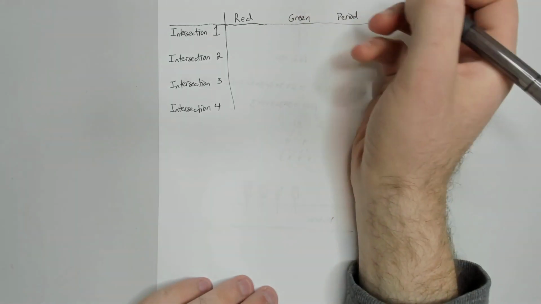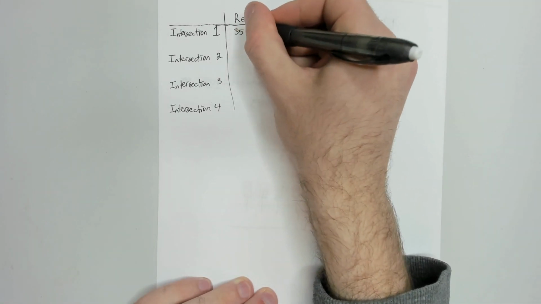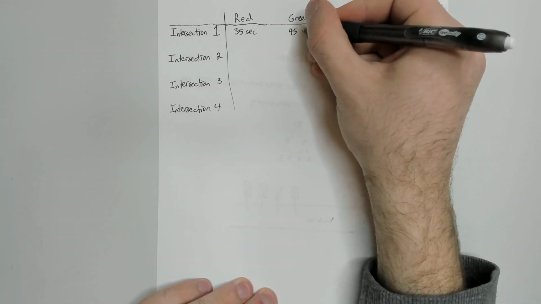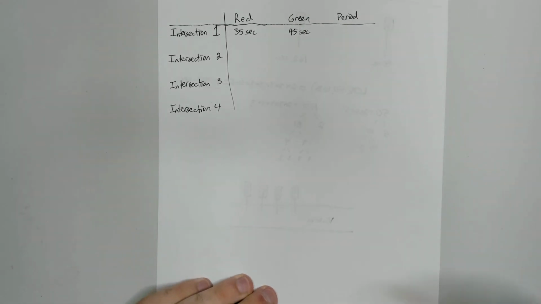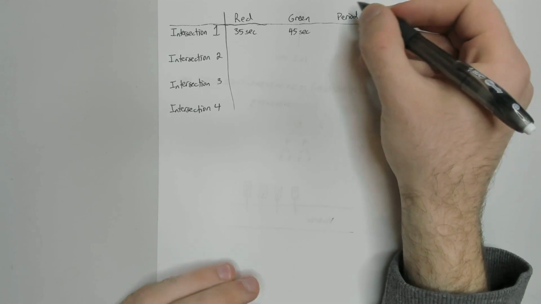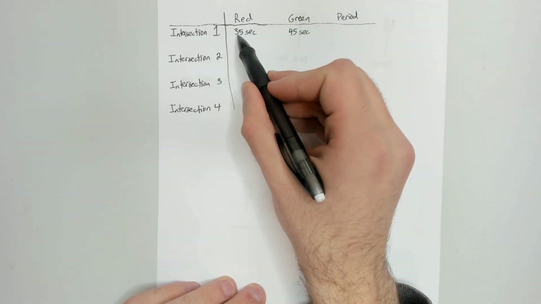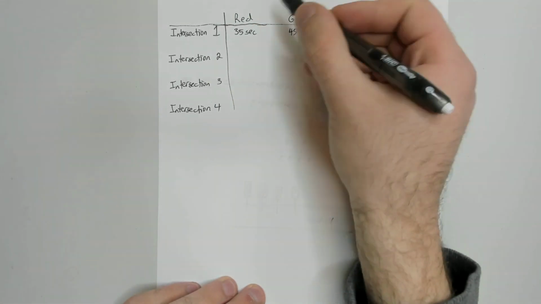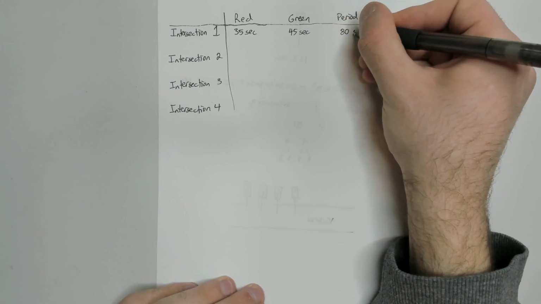All right, so we measured the first intersection and we found that the red light lasted for 35 seconds. The green light lasted for 45 seconds. And also, I'm just including the yellow light in the green light for simplicity because technically you're allowed to drive through while it's still yellow. And the period, that just means how often this whole thing repeats. So if it's red for 35 seconds, it's green for 45 seconds, an entire cycle is going to last for 35 plus 45 or 80 seconds.